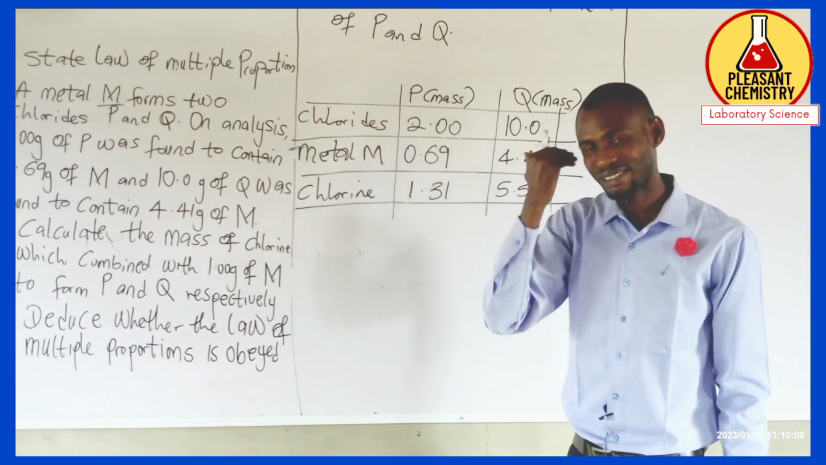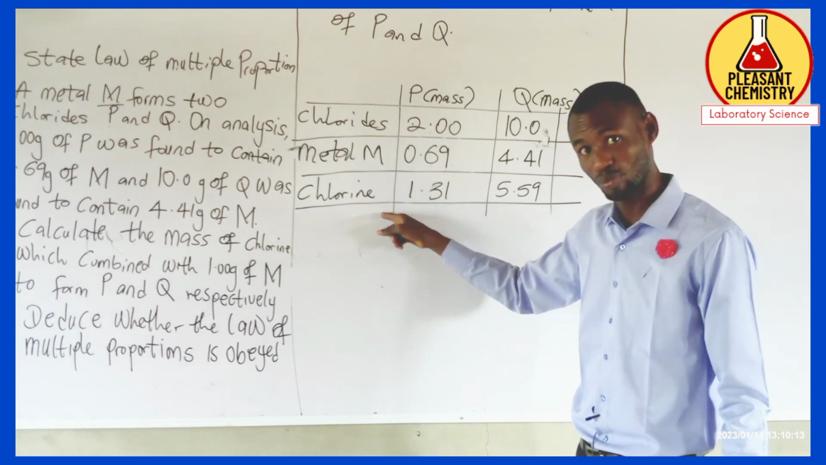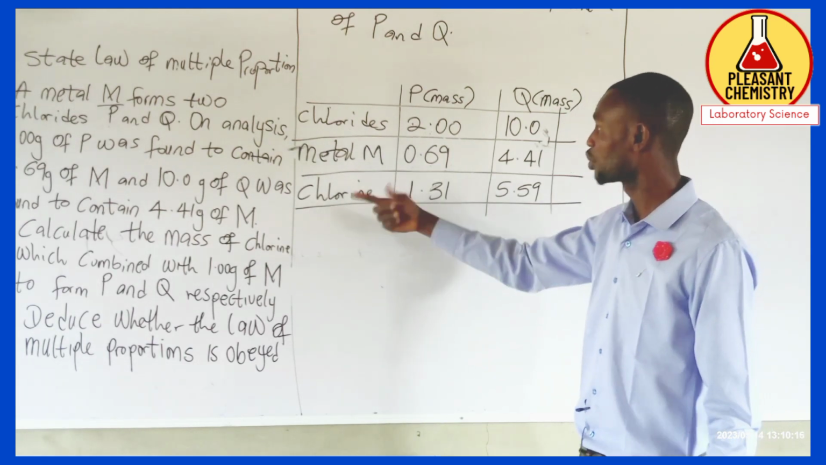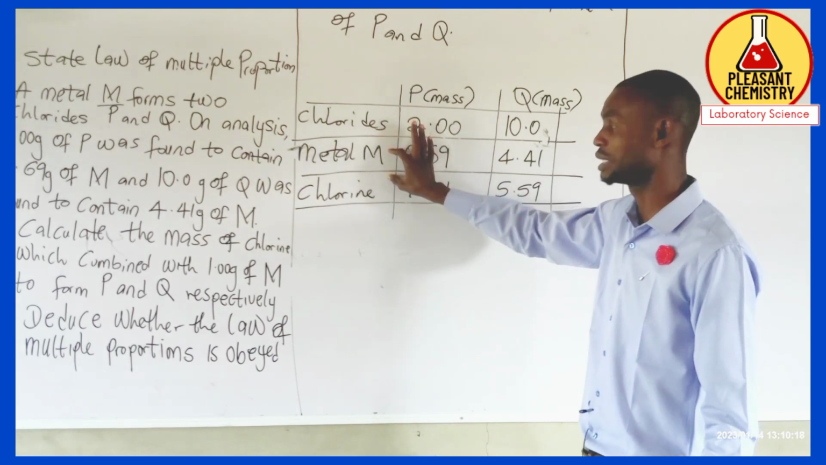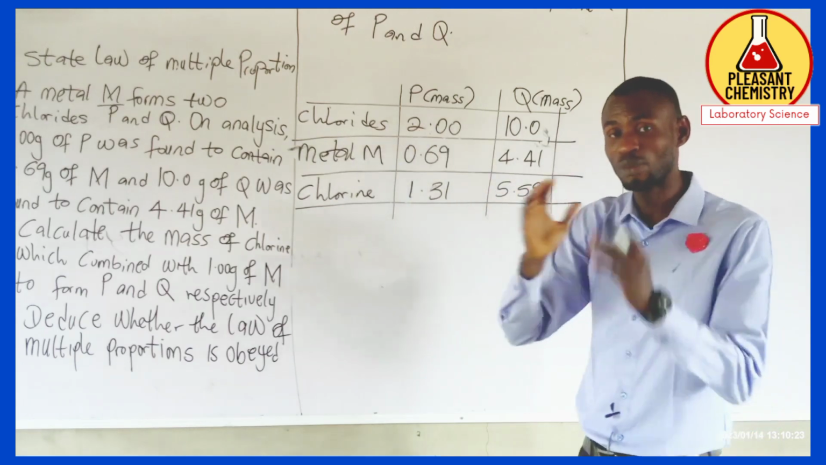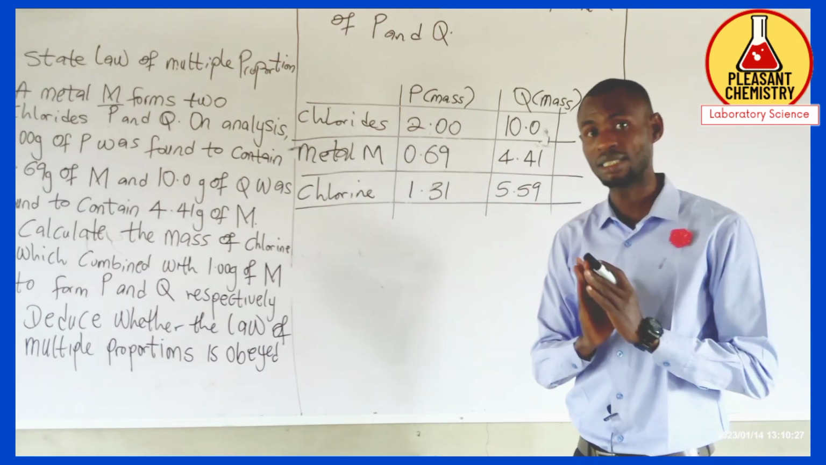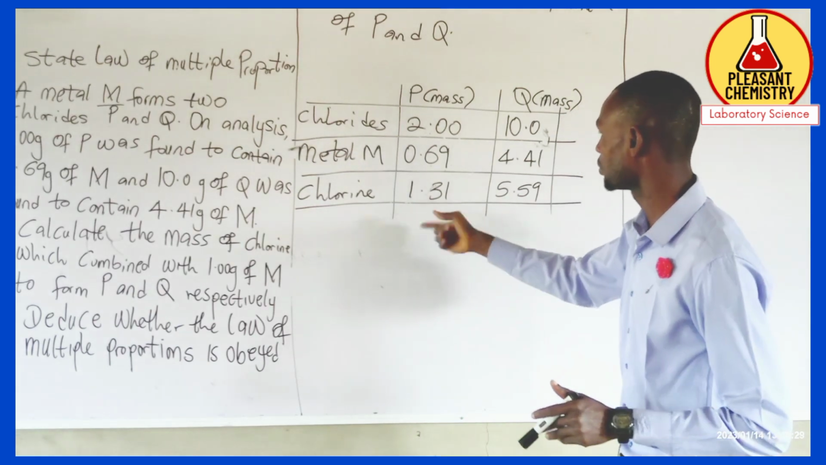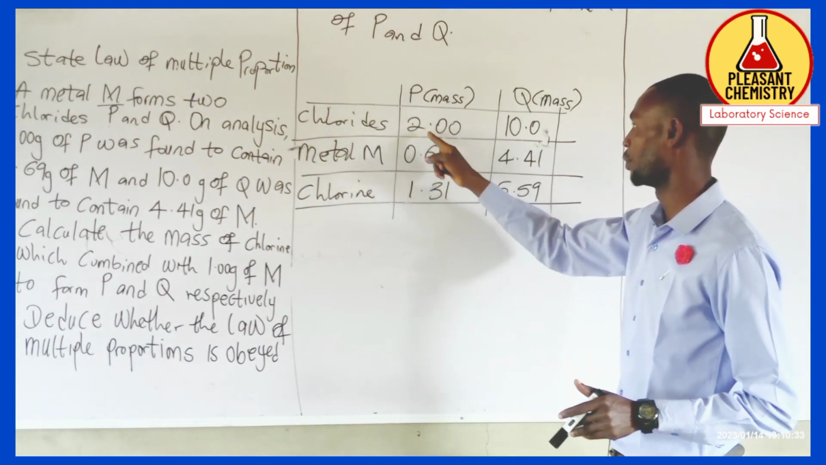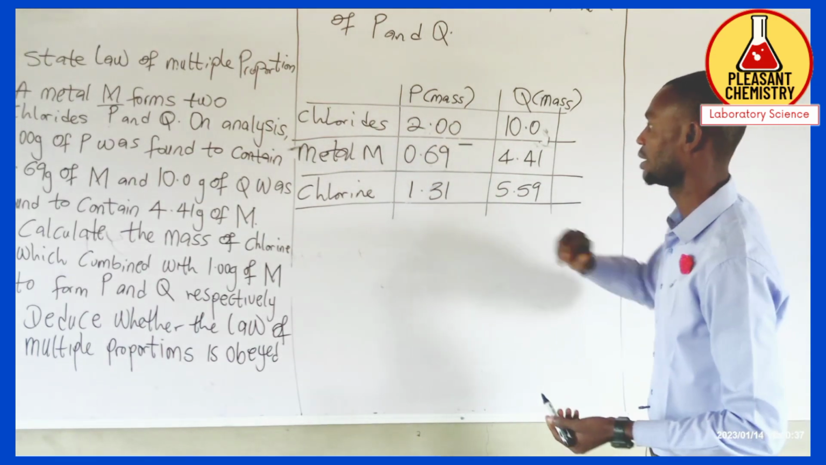So that's critical thinking, intelligence: we should be able to draft out the mass of chlorine that actually combined with the metal M to give us this chloride. This chloride is made up of two different masses, the mass of metal and then the mass of chlorine. So what did I do there? I just subtract 0.69 from 2. I just minus it so that we get the mass of chlorine.